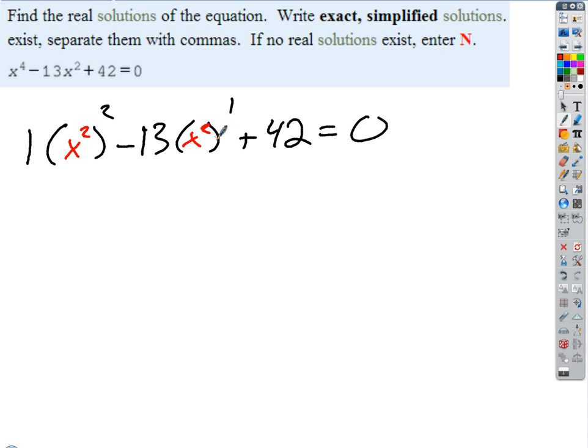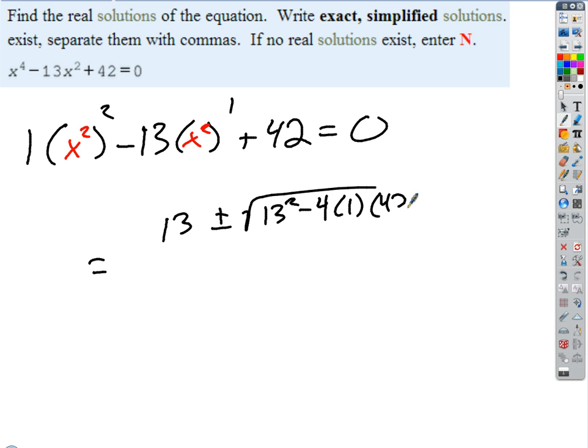Let's use the quadratic formula. If I use the quadratic formula, I've always got something equals negative b, so that's 13, right? Plus or minus square root b squared, so that's negative 13 squared, but we'll just make it positive 13 squared, minus 4 times 1 times 42, all divided by 2, right?